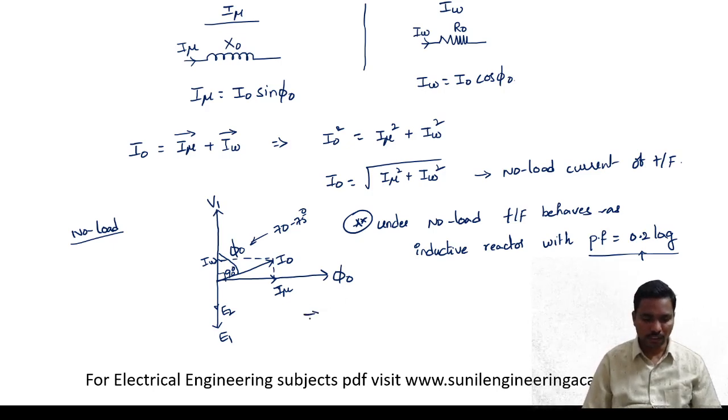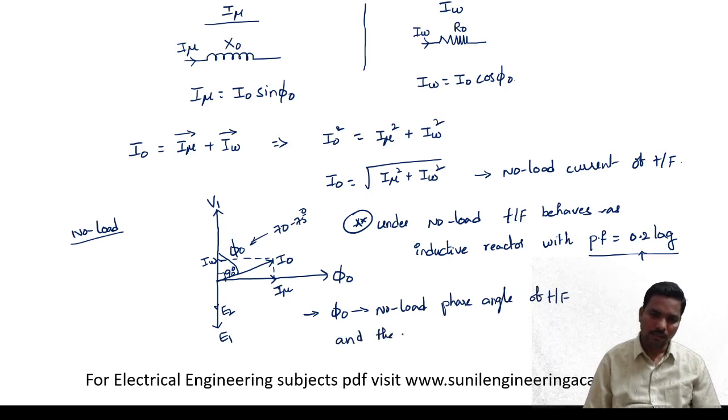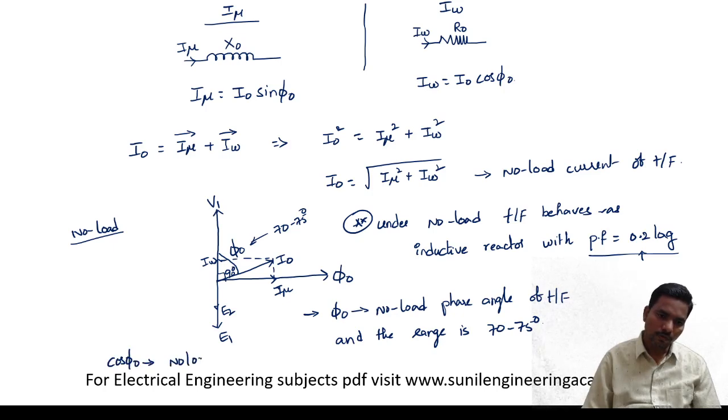So note down here, phi naught is the no load phase angle of the transformer, and the range is 70 to 75 degrees. And in the same way, cos phi naught is the no load power factor.